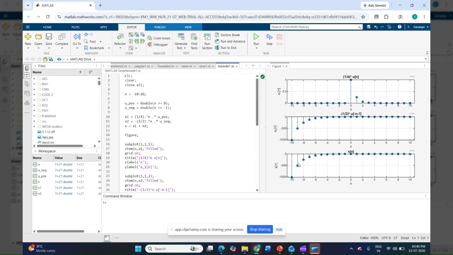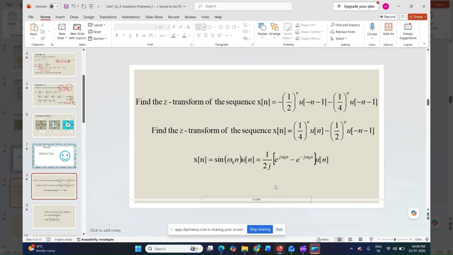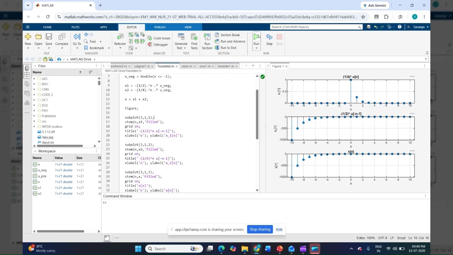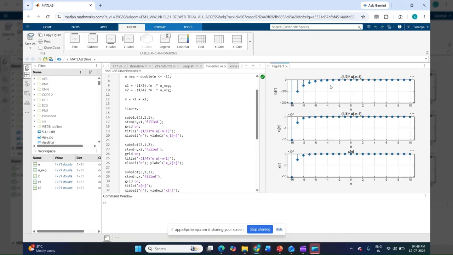But our main motive is to find the Z transform of this particular sequence. Now, can you get an idea how combining these two signals will be? Similarly, if you take minus 1 by 2 the whole power n u of minus n minus 1 and this one, what is the difference between these two? That was in the positive region, but if you go to these two signals, they will be in the negative region. Just go to that particular example. You can see on running it that both the sequences are in the negative region.